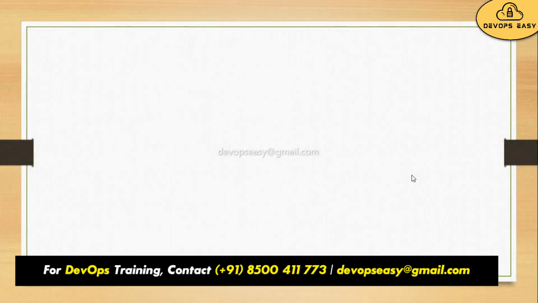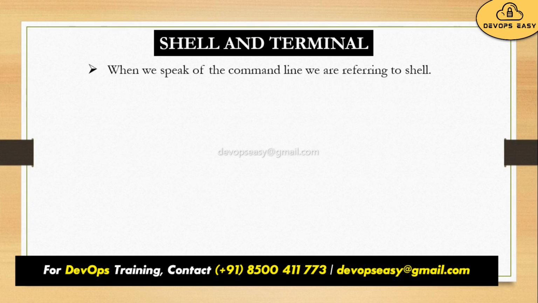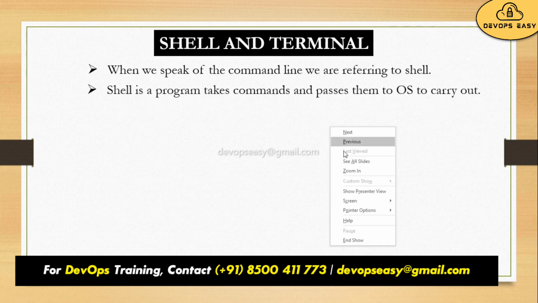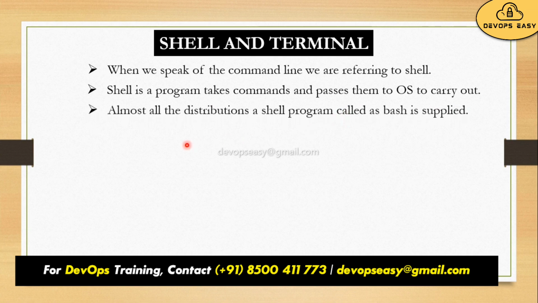Yesterday we discussed shell and terminal. Without a terminal, we cannot work on Linux. When we speak of the command line, we are referring to the shell. This was already discussed yesterday, so just go through that video. A shell is a program that takes commands and passes them to the operating system to carry out. Every distribution has a common shell, that is bash.